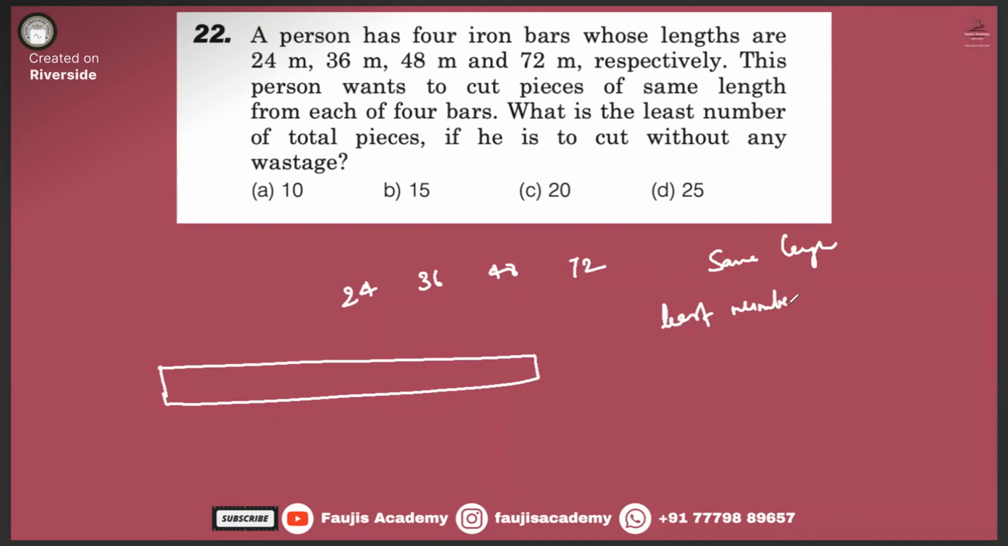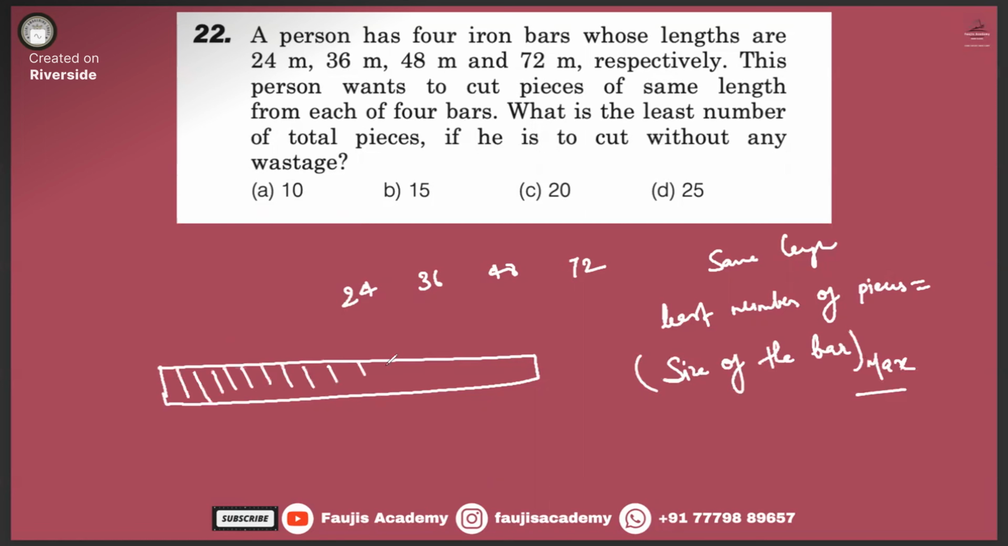number of pieces? Least number of pieces means what? The size of the pieces will be maximum, right? I mean, let us say there's 24 meters, if you have to cut, let's say only 1 meter, let's say this is 24. 24 pieces from here, 36 from here, 48 from here, 72 here. Okay. They want to have the minimum number of pieces. That means the size of each of the pieces has to be maximum. Yes or no? Think about it and tell me.